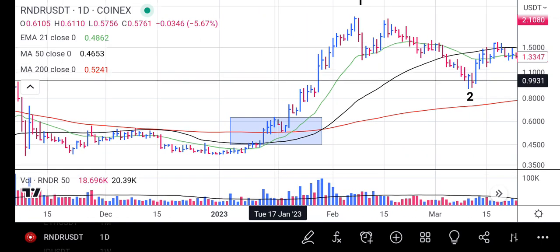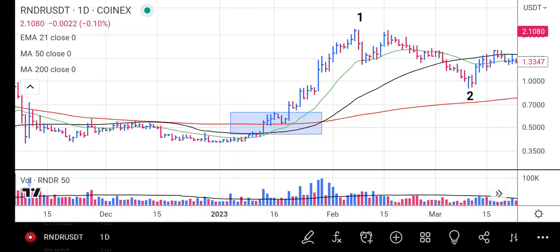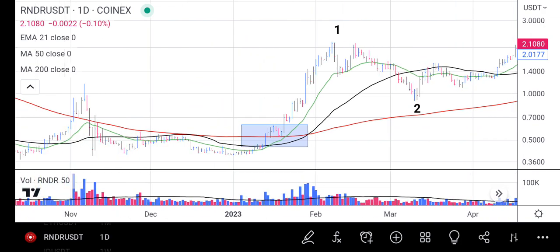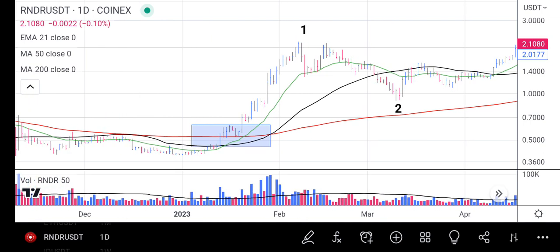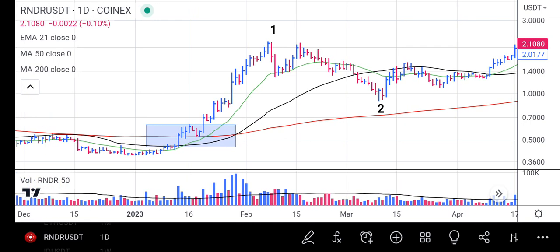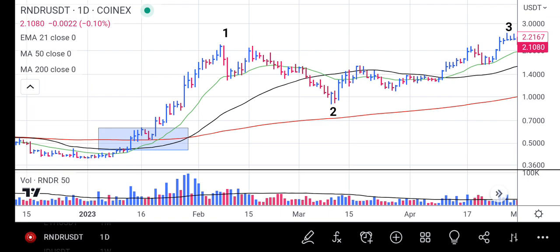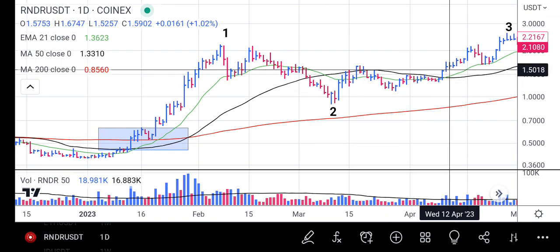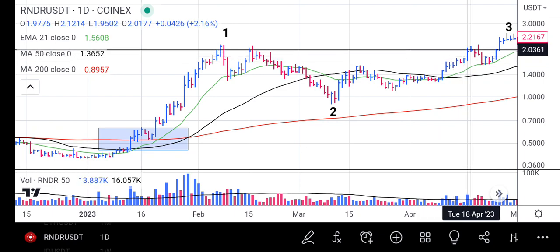This is our 0.1. As the price rallied to 0.1, it found a little bit of resistance there, and the price moved back to 0.2, coming down towards the 200-day moving average line, but it couldn't get there. And as the price got support from the 200-day moving average line, it traded along the 50-day average line a little bit, and it finally rose above the 50-day average line and the 21-day exponential moving average.